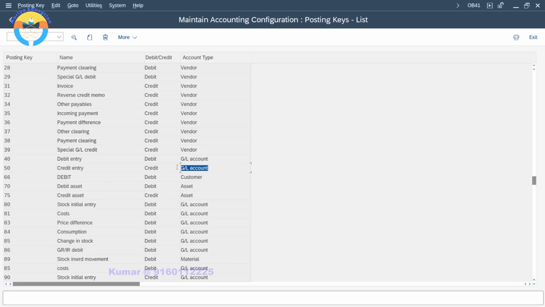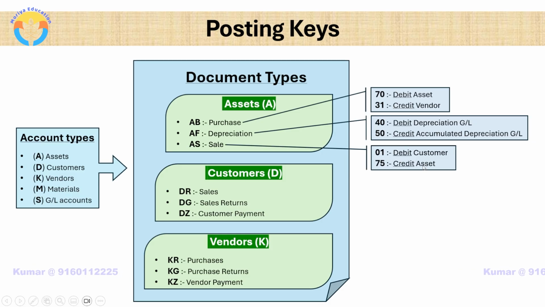To credit any type of GL account, posting key 50 is used. This is a credit entry. This is the name. So in the same way, if we debit customer and credit asset, we are selling off the asset to a customer. We are not taking the money first, we are selling. So at that time, debit customer.